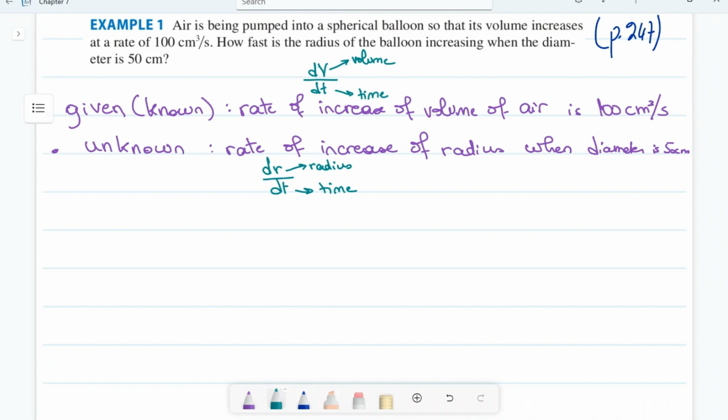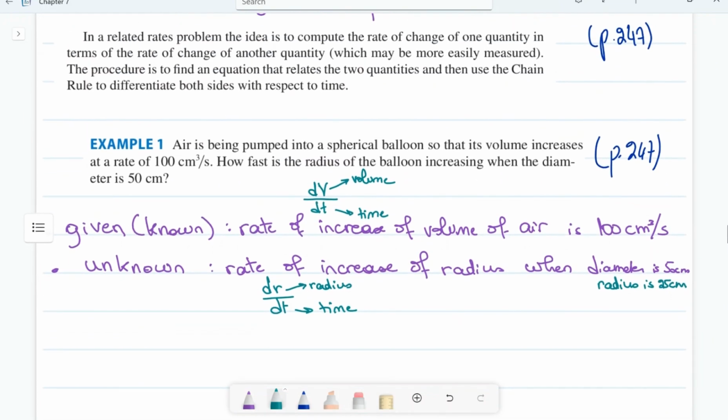Just one thing to point out: in the unknown, we would like to find the rate of increase of the radius when the diameter is 50 centimeters. Another way to say the diameter is 50 centimeters is to say the radius is 25 centimeters, because the radius is half of the diameter. Now, how do we proceed with that?